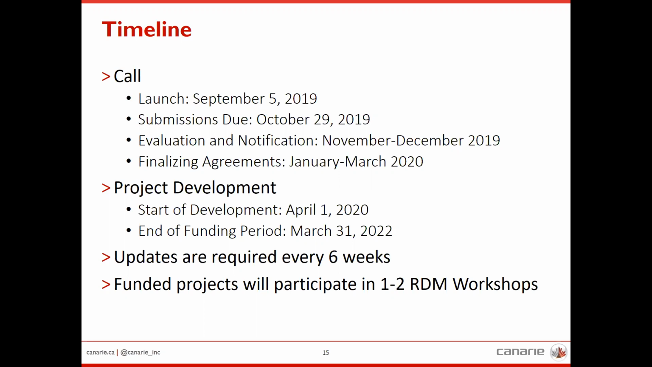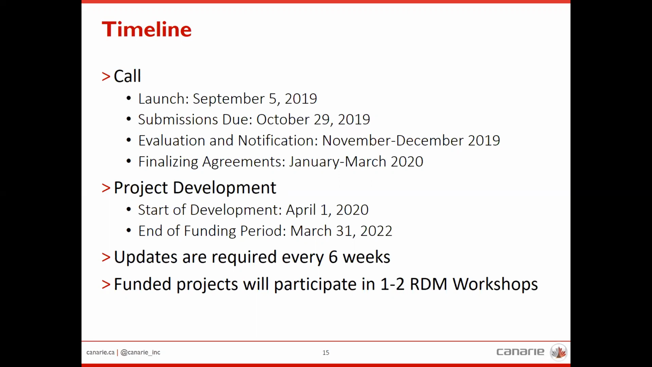And then once recommended project PIs are contacted and agreements are finalized during January to March, then the project development will commence starting April 1. And the end of the funding period will be March 31st. So that's a full 2 years.